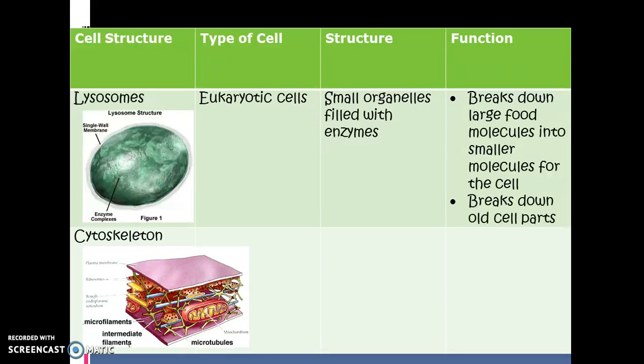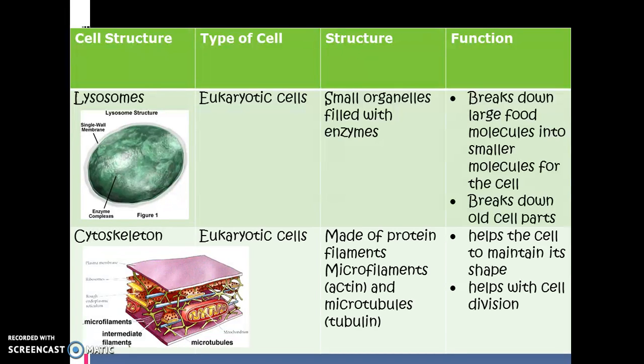Lysosomes are found in eukaryotic cells. They are small organelles like vacuoles. They look like vacuoles and they're filled with enzymes. They're formed from the Golgi complex. And what they do is they break stuff down from large food molecules into smaller molecules. And in fact, they can break down old cell parts. And if you have enough of them break, you can kill the cell.